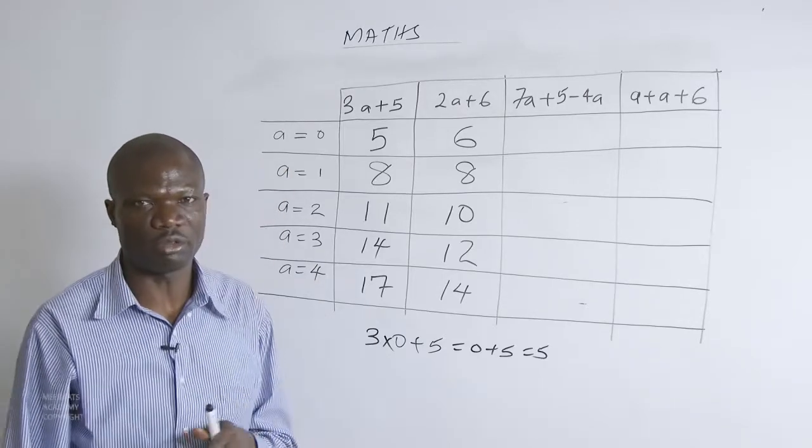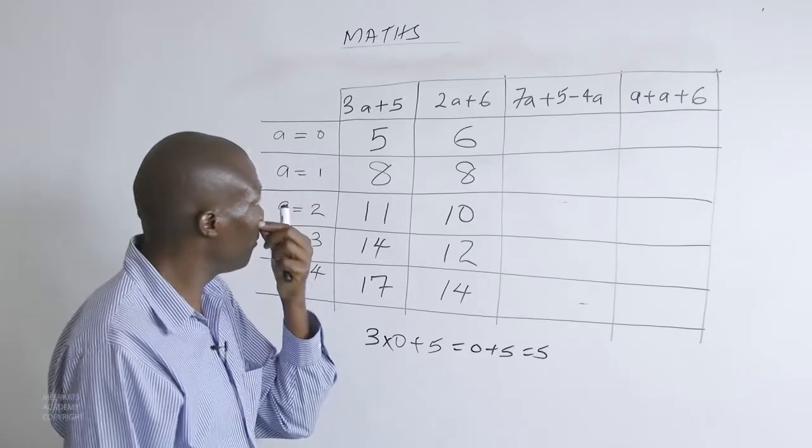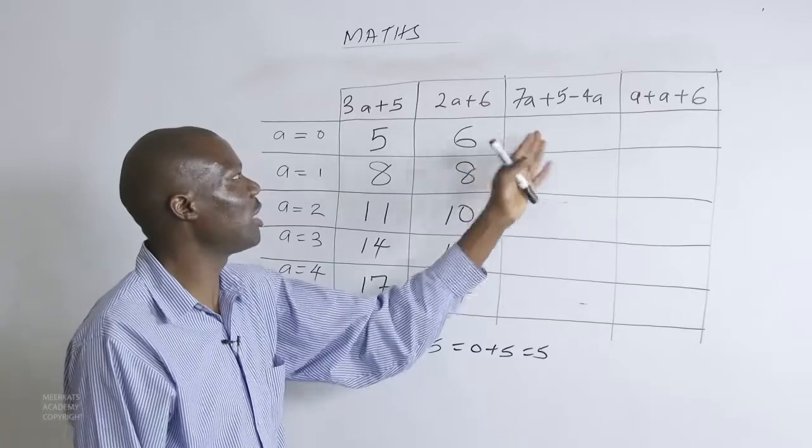The next one here, we have the same pronumeral a, but the terms here are 3.